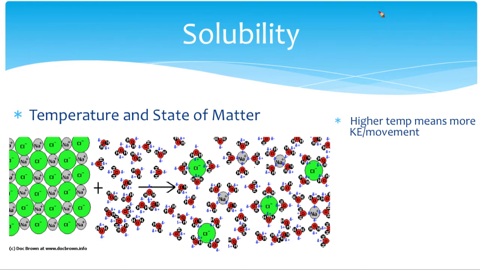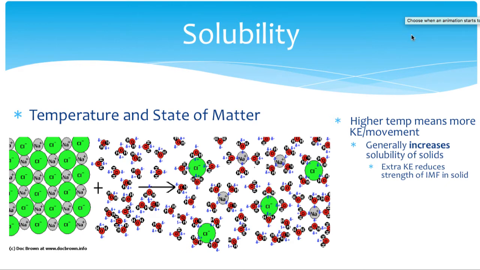If you recall from earlier in the year, higher temperature means more kinetic energy and movement of our molecules. This generally increases the solubility of solids. This extra kinetic energy reduces the intermolecular forces holding the solute together. As the molecules over here start shaking more and more due to the increased temperature, they start moving further apart from one another, reducing those forces, which allows the water molecules a better opportunity to reach in and pull them off to create more solution like we have over here. The faster these are moving, the easier it is to remove, and the more solution we produce.